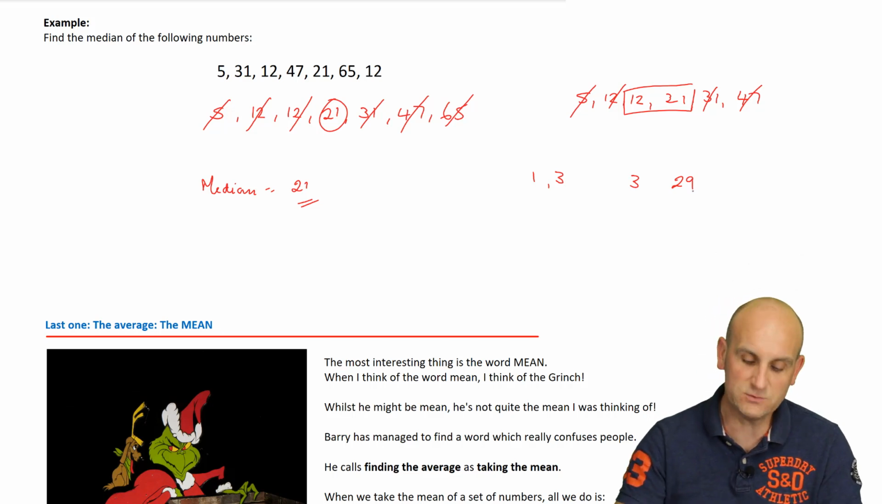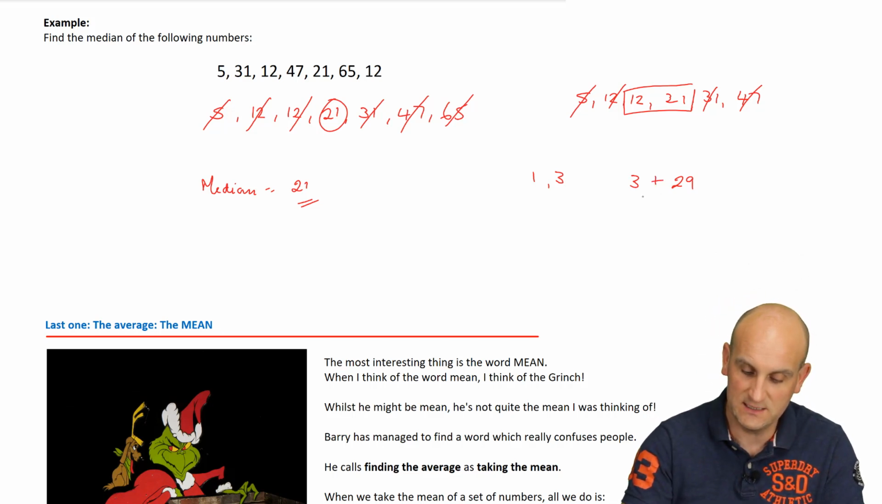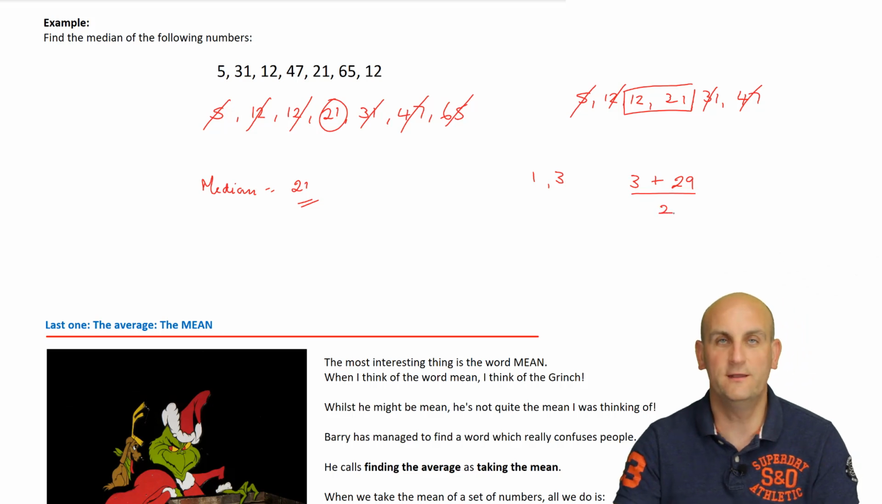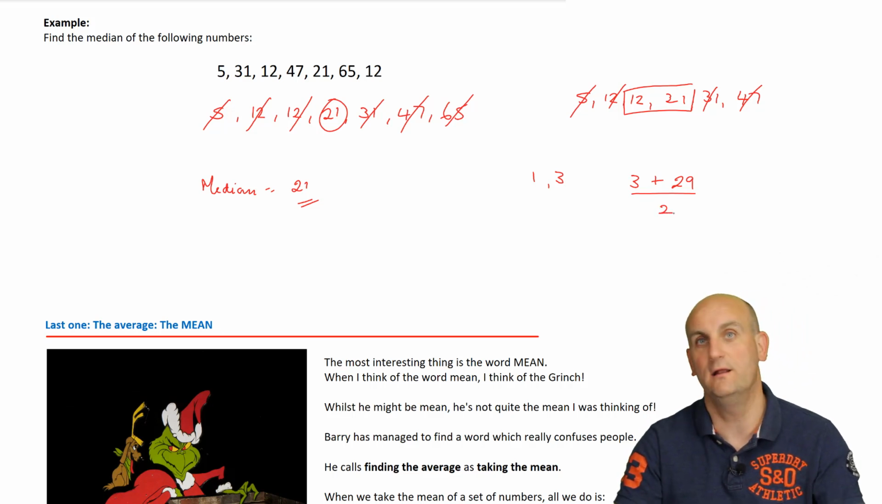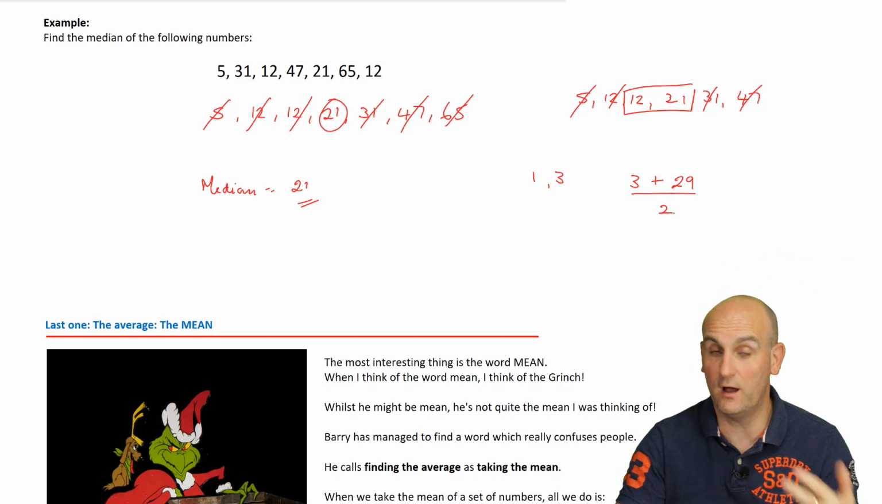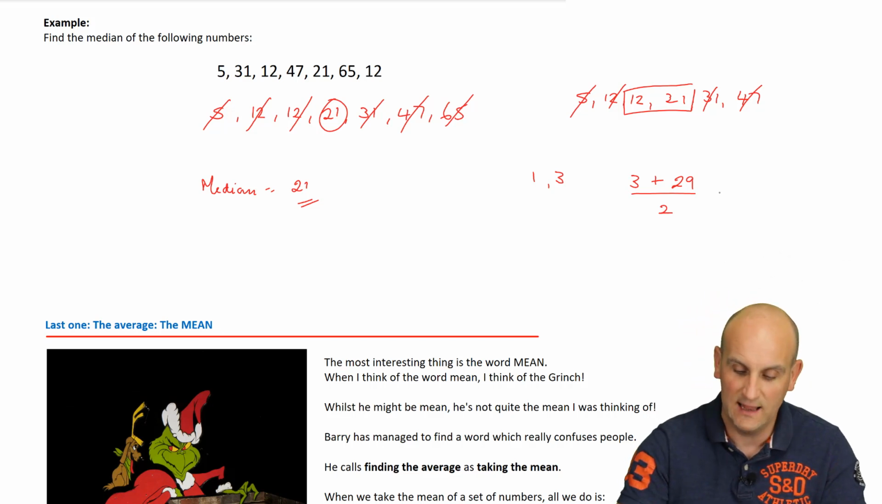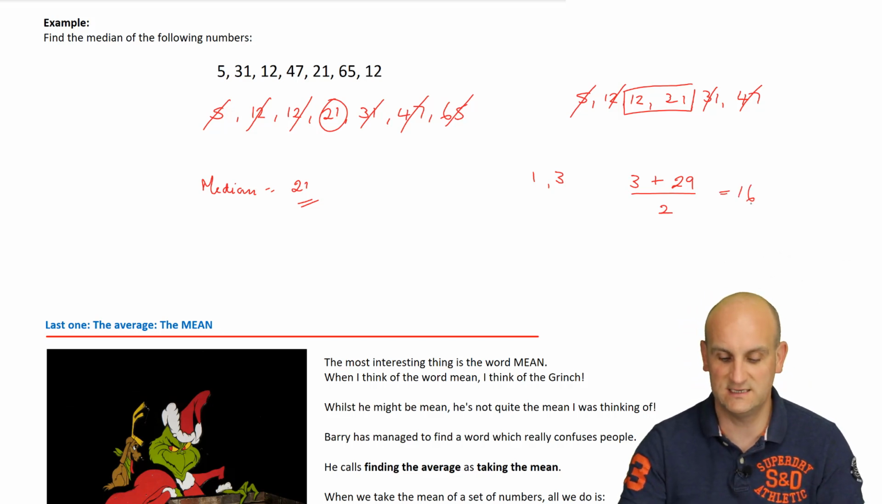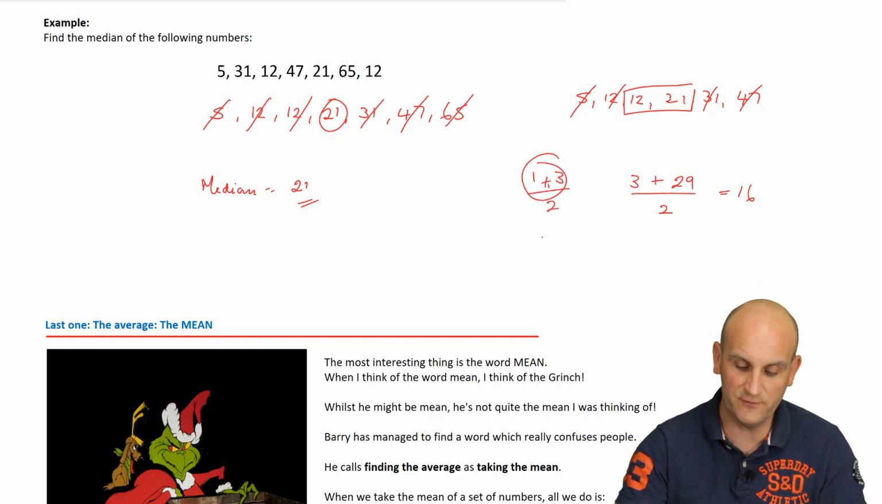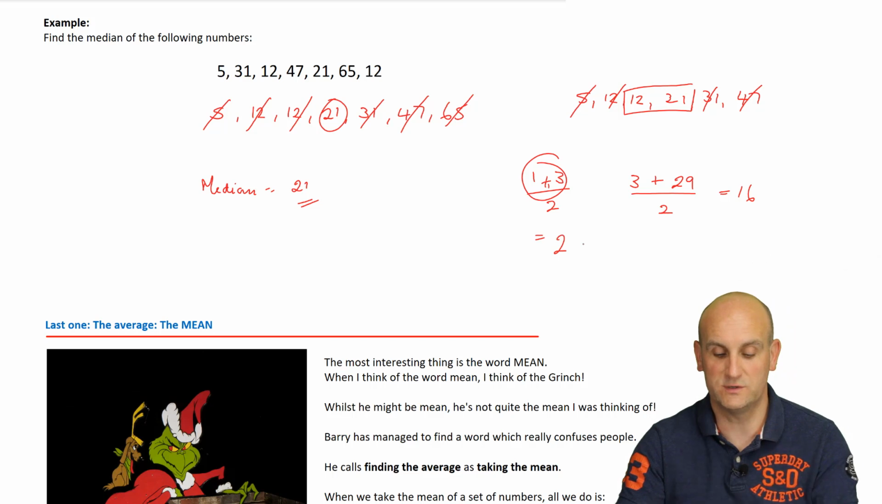But actually the best way to find the middle between 2 numbers is add the numbers together and then divide it by 2. So 29 plus 31 is 32, no, 60, and half of that is 30... and so I would know that 16 is my middle number. Let's just check. What is 1 plus 3? It's 4, divided by 2 gives me 2, which was my middle number.